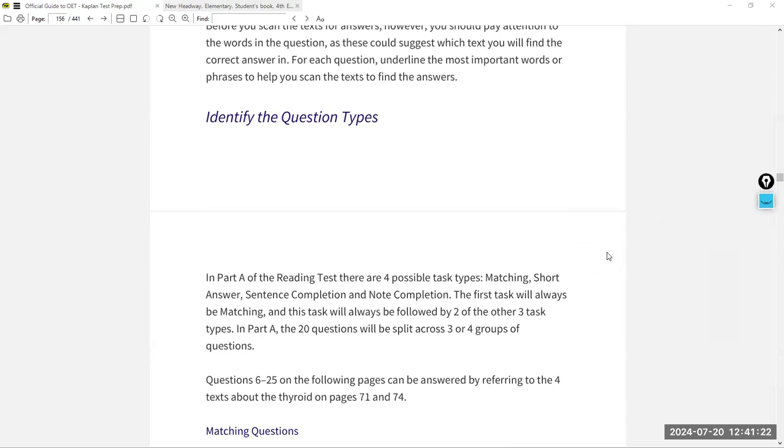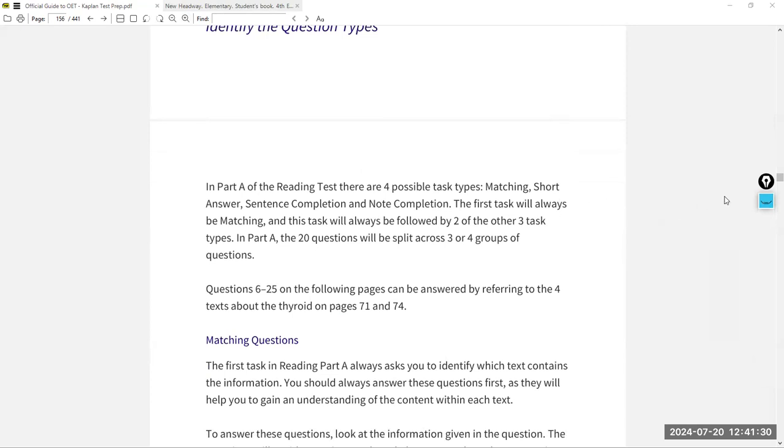Now, the second mission we have to do is to identify or specify the type of the question that we have. Now, we have some types of questions in part A. There are 4 possible tasks in part A. We have matching the information, writing the short answer, completing a certain sentence, and completing a certain note. So these are the types of questions you will encounter in part A.